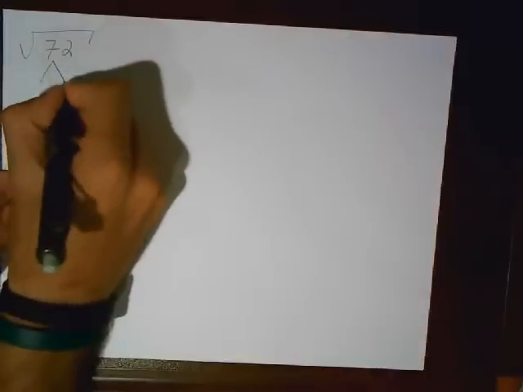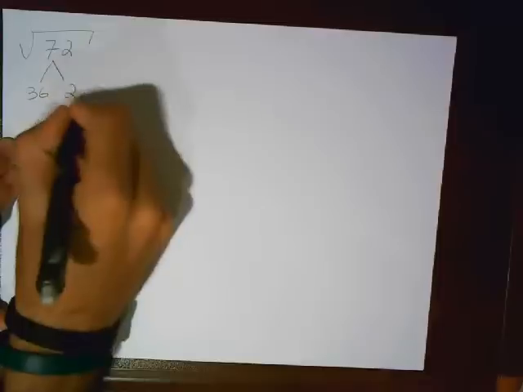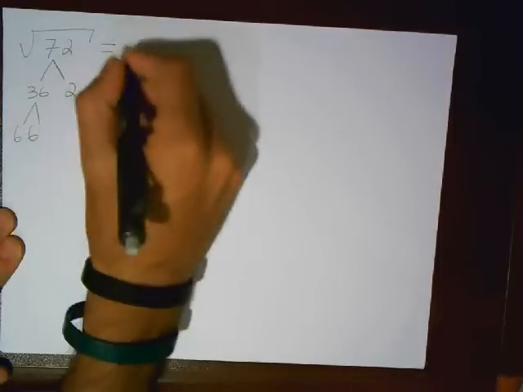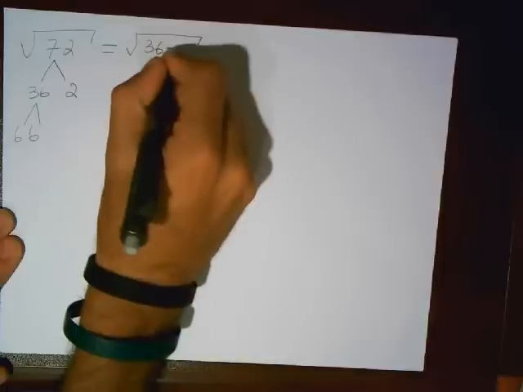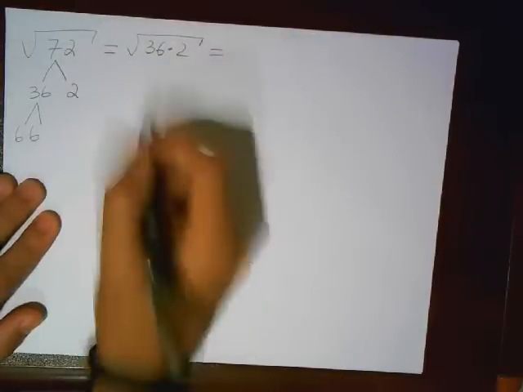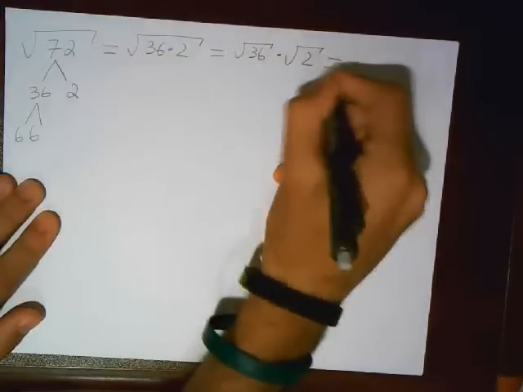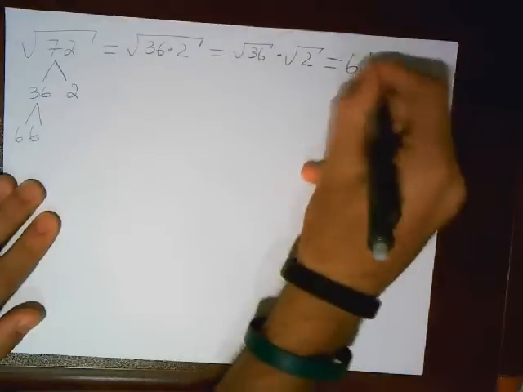So anytime you're trying to simplify this, as the instructions ask us to do, we want to do what's called prime factorization. So you want to think about, what two numbers can I multiply to get 72? Well, 36 and 2. Now what about 36? Well, that's 6 and 6. So what you notice is, this is really the same as this, right? 36 times 2 is 72. And this is really the same as the square root of 36 is 6, so 6 root 2.